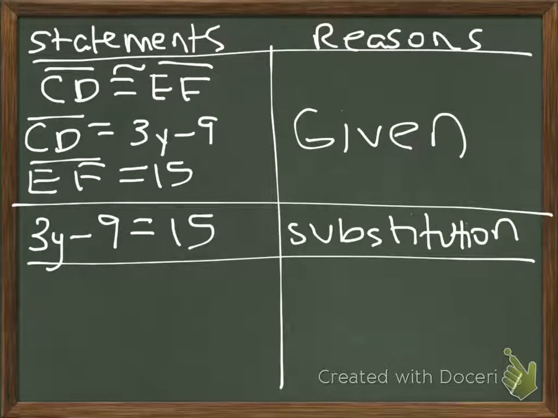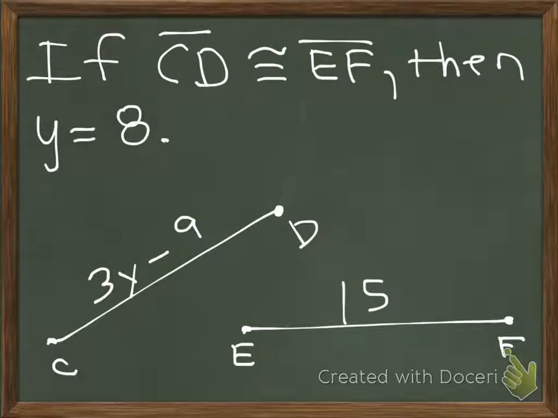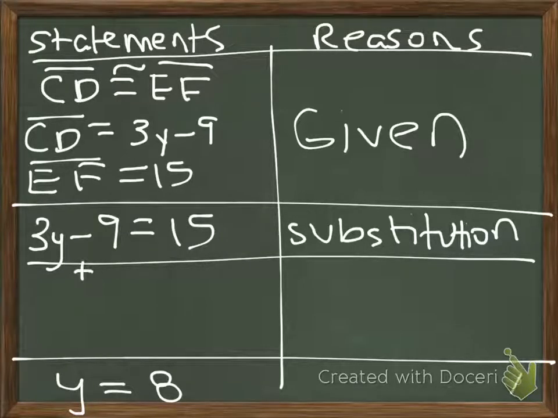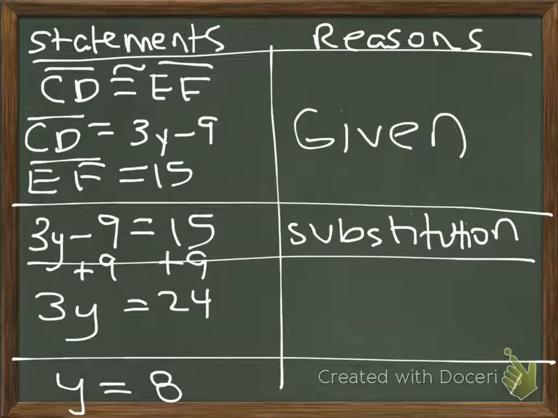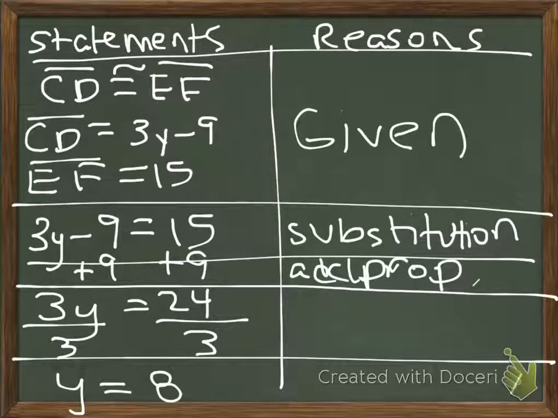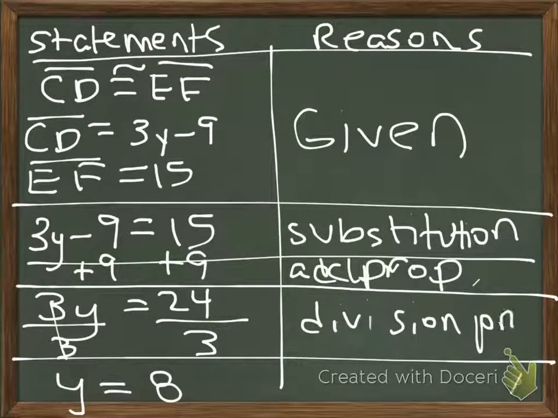Next we're going to solve so that we can get y by itself, because eventually we're going to need to say that y is 8, and that's what we're proving. So we're basically solving this equation. So we need to add the 9. I get 24 equals 3y. Since I added the 9, that's going to be the addition property. And then I have to get that y by itself, so I'm going to divide by 3. Since I divided, that's your division property. And then our last step then, since we did 24 divided by 3, replaced it with 8, we're going to say substitution.